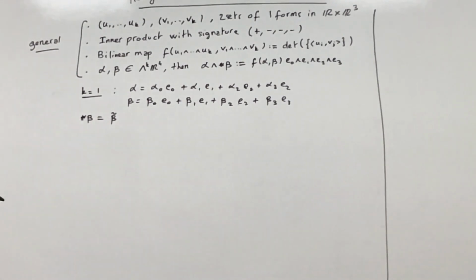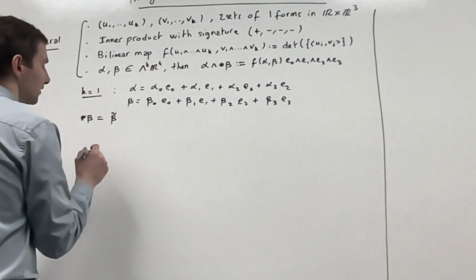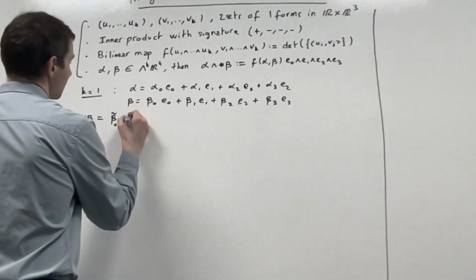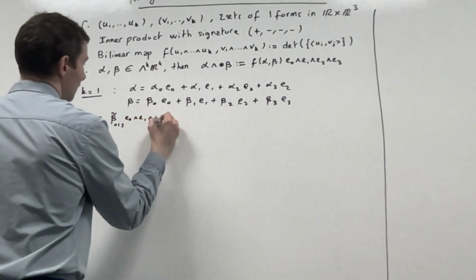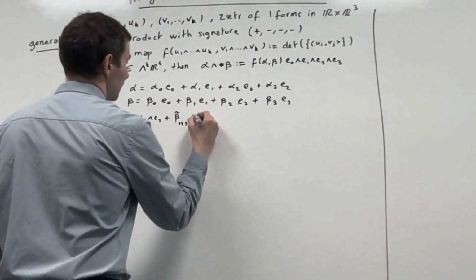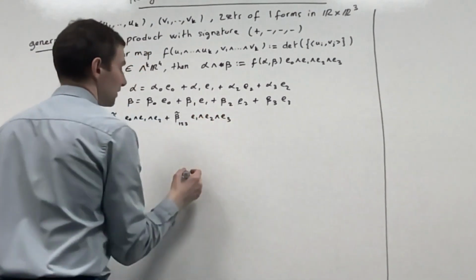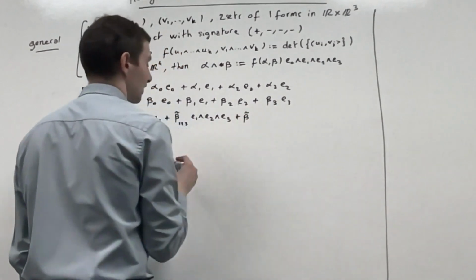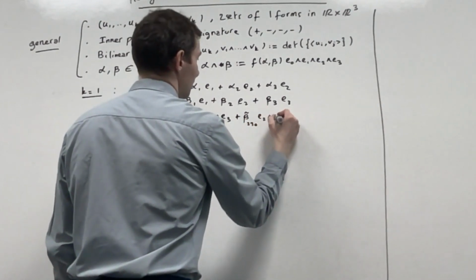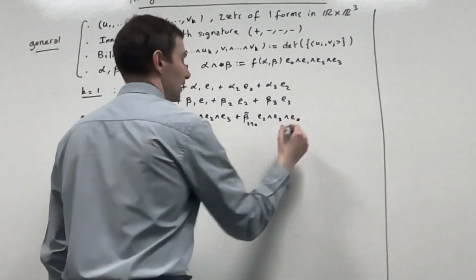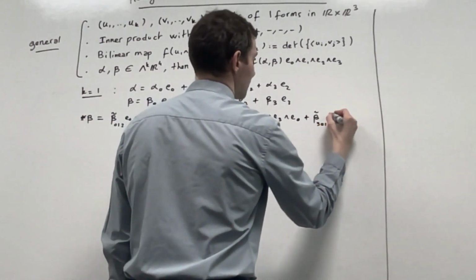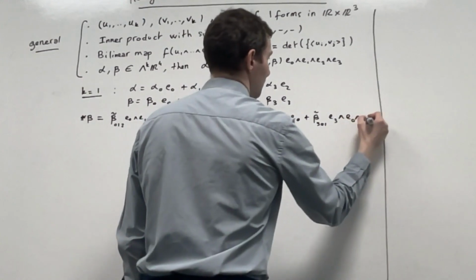So I'm just using beta tilde for the components. So that's, let's say, beta tilde, and then we are going to get, for example, 0, 1, 2, and that's E0, E1, E2, plus beta tilde, and then we simply have 1, 2, 3, and then that's E1, E2, E3, plus beta tilde, and then that's going to be E2, so that's 2, 3, 0, so that's E2, E3, E0, and then plus beta tilde, and then that's 3, 0, 1, so that's E3, E0, E1.